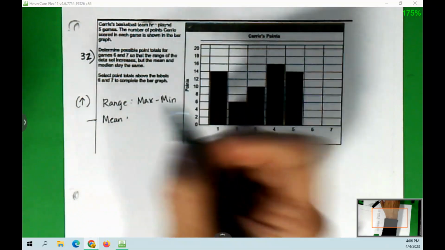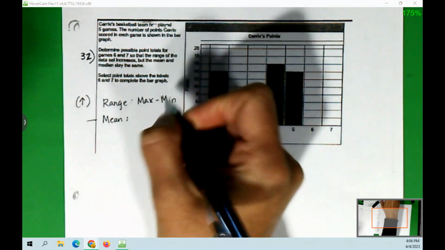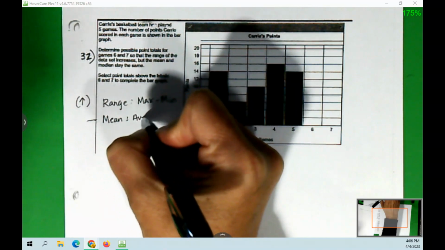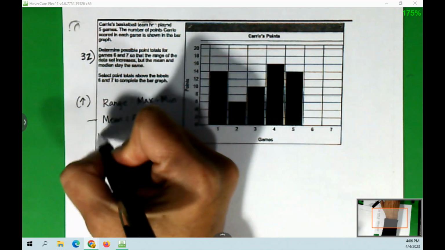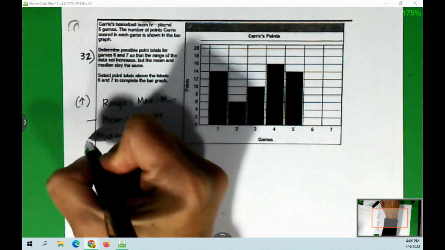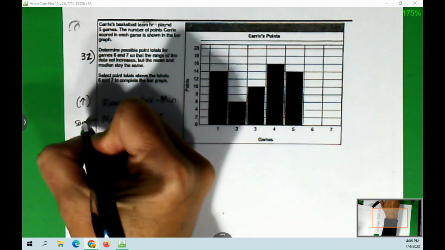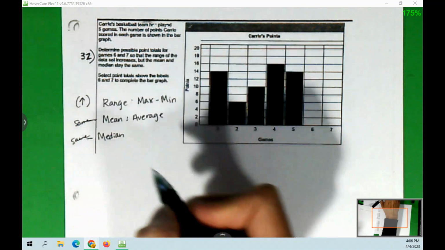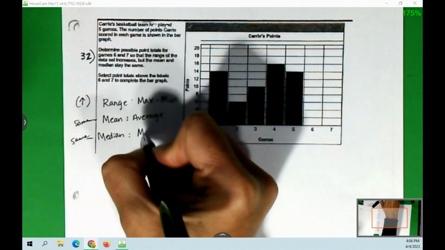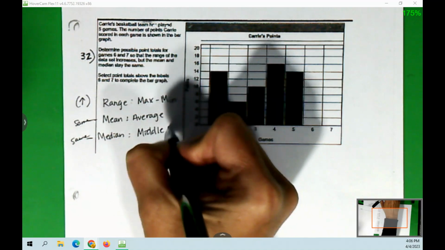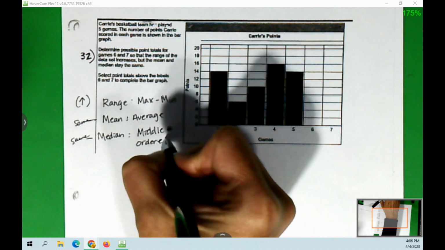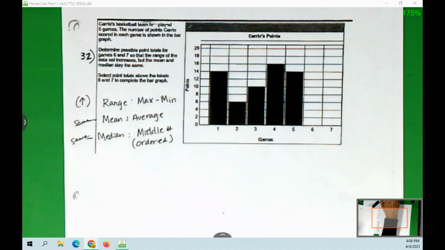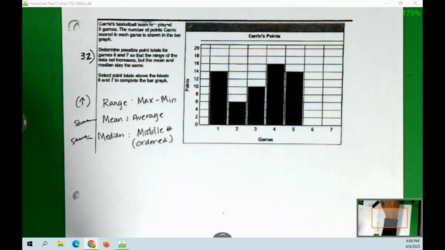And that mean is your average. It's when you add up all your numbers and divide by how many you have. Median is also going to stay the same. So you can write same here. And the median is your middle number after everything's been ordered. So remember, you have to order all of your numbers, and then your middle number would be your median.